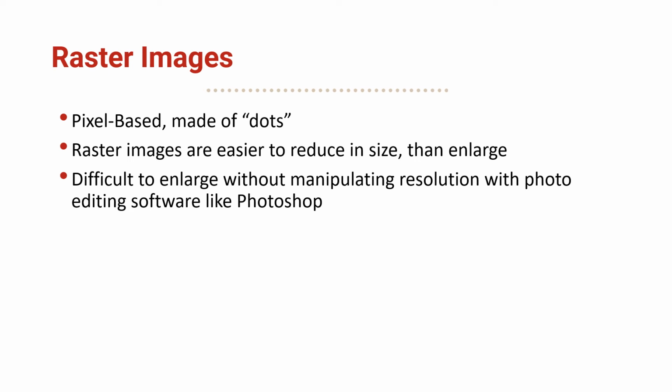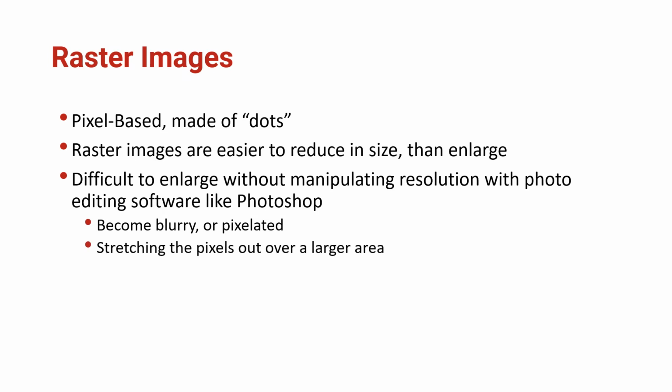Bitmaps, JPEGs, PNGs, and GIFs are all raster types of images, meaning that they are pixel-based. They can be difficult to enlarge without manipulating them with photo editing software like Photoshop. If you enlarge a raster type image without changing its resolution, or dots per inch, it will lose quality and look blurry or pixelated. This is because we are stretching the pixels out over a larger area, thus making them look less sharp. For example, these apples look nice at this very small size, but when I enlarge them, you can see that they become blurry and look like they are made of squares, like the bitmap.